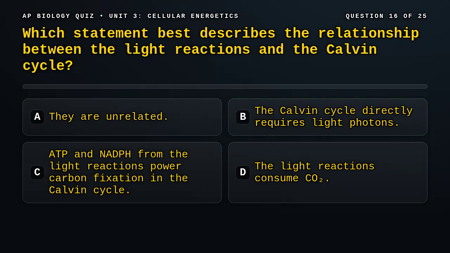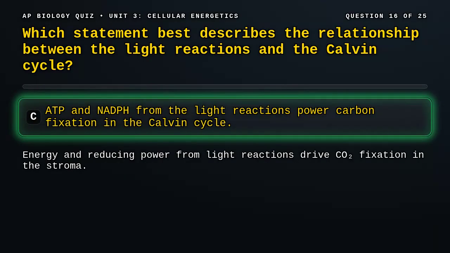Question 16. Which statement best describes the relationship between the light reactions and the Calvin cycle? A. They are unrelated. B. The Calvin cycle directly requires light photons. C. ATP and NADPH from the light reactions power carbon fixation in the Calvin cycle. D. The light reactions consume CO2. Correct answer, C. The light reactions supply chemical energy and reducing power for CO2 fixation in the Calvin cycle.